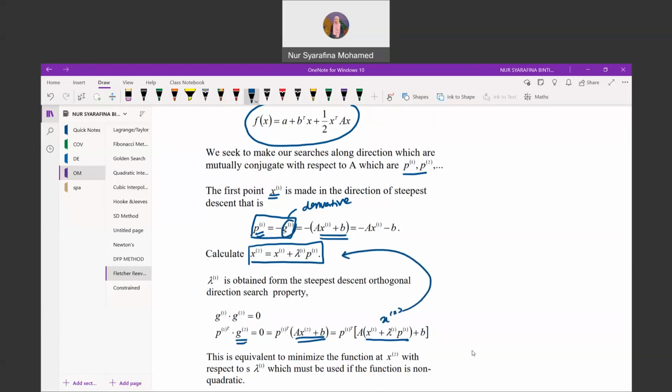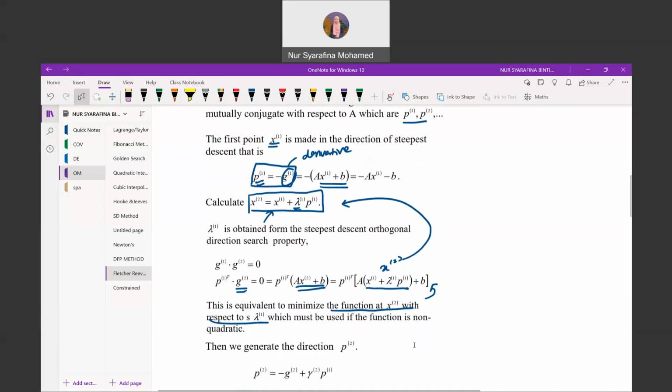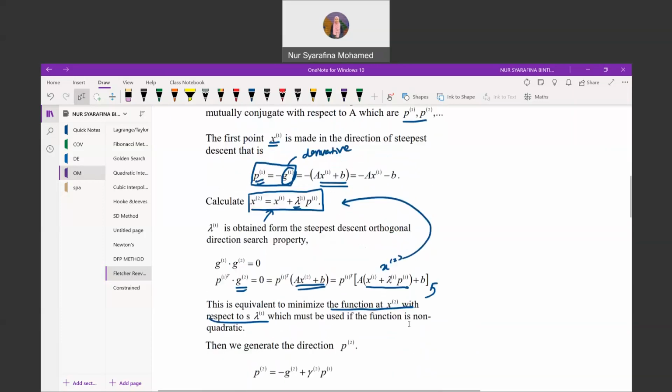Okay, this is equivalent to minimizing the function at X2 with respect to lambda 1, which must be used if the function is non-quadratic. So instead of minimizing the function by using this to find lambda, now we can find the value of the function here by minimizing the function at x2 with respect to lambda 1. So this is applicable for the function which is non-quadratic. Then once you obtain the value, we can generate the direction of P2.